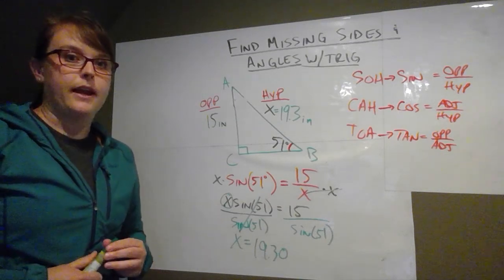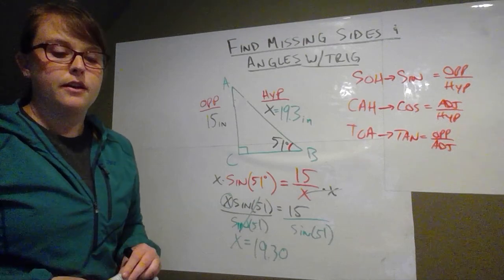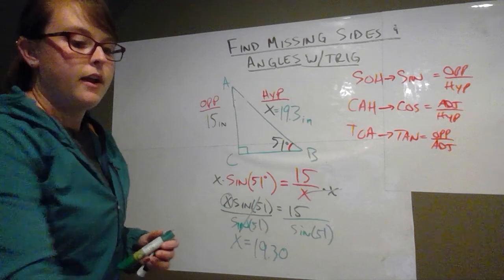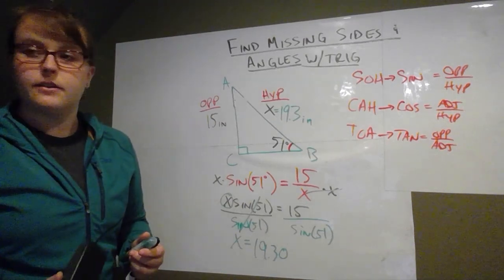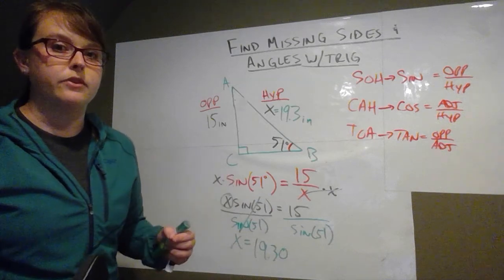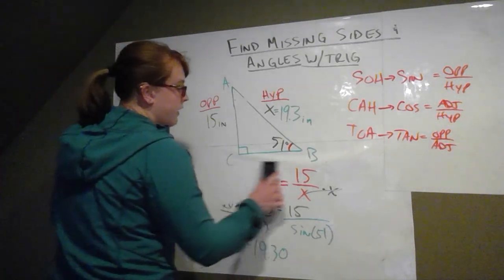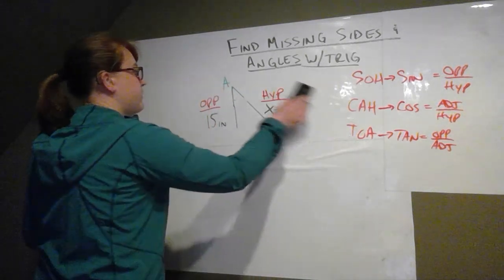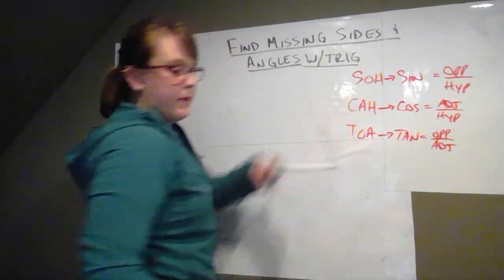Now, solving for missing angles, if you remember our lesson from last week on using inverses of sine, cosine, and tangent, you're going to find this next part really easy. If you don't remember that, then I would go back and watch that video first, but we will have a quick refresher of what inverse sine, cosine, and tangent were. So now we're going to solve for missing angles.